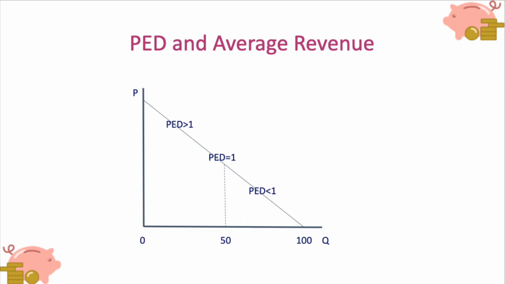So just to be clear, the average revenue curve and the demand curve are the same thing. On a straight line demand curve such as this, the PED is constantly varying. The PED is higher at the top of the demand curve and lower at the bottom of the demand curve.